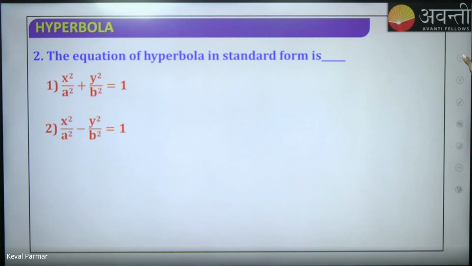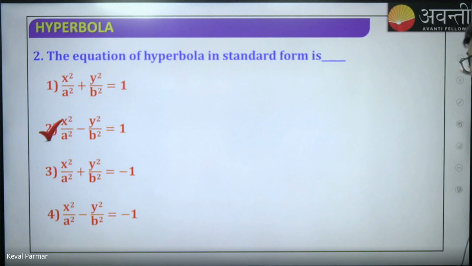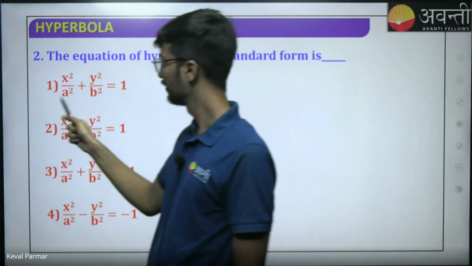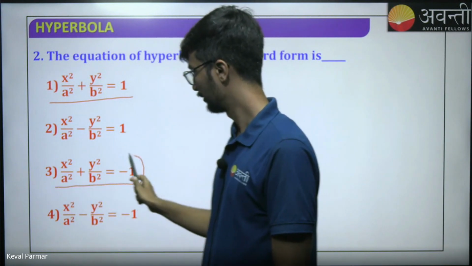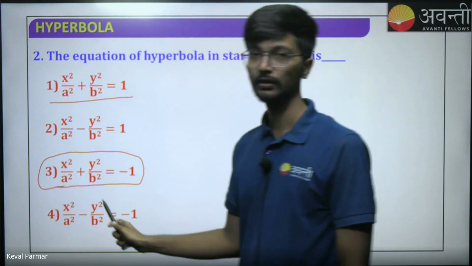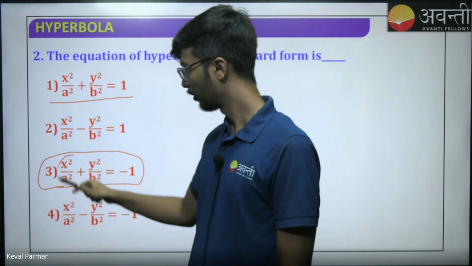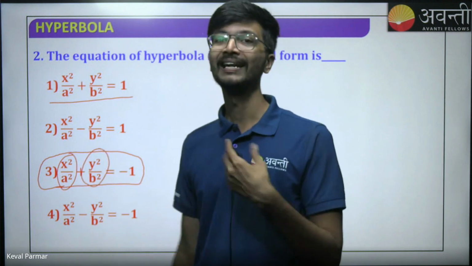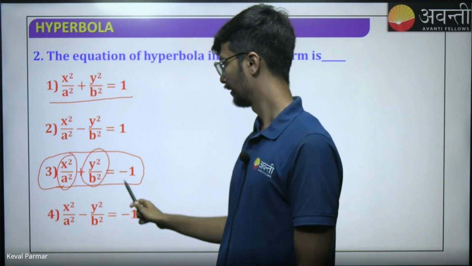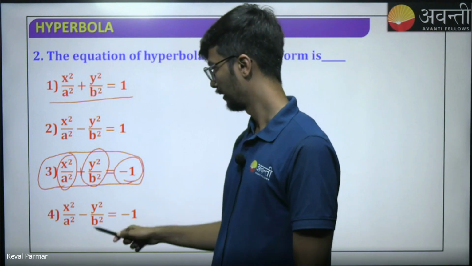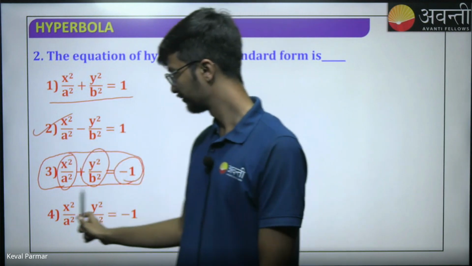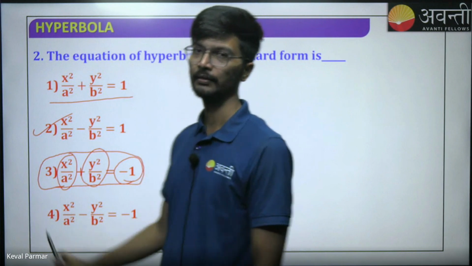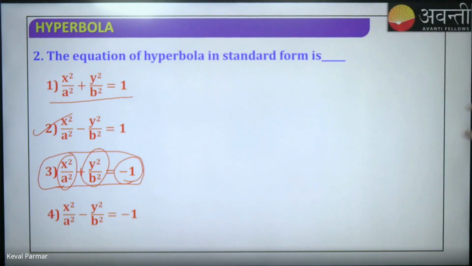The equation of hyperbola. What was the difference? This is the equation of ellipse. This one is nothing but a no-solution type, because on the left hand side all the square terms are there, which means it cannot be negative. And this one we have studied; we'll see that this is also a hyperbola, but after some time. So it is option 2.